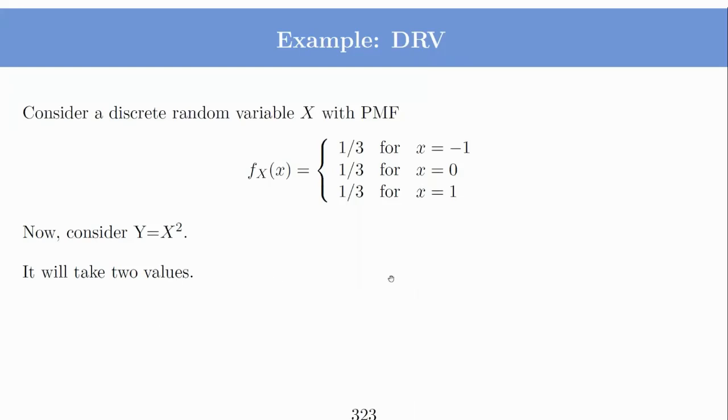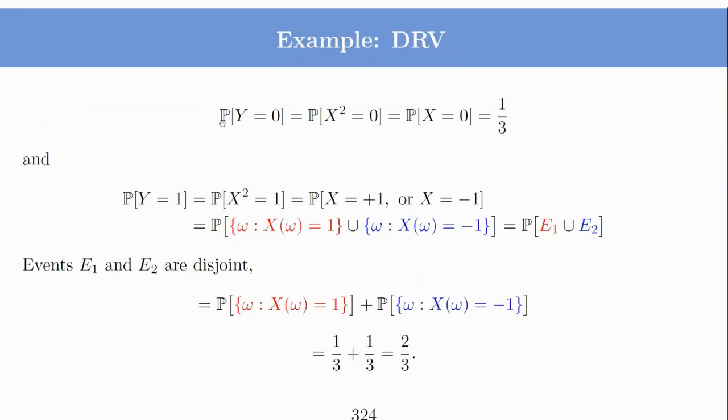Once we know the range of Y, we will calculate the probability that Y takes these values. So the probability that Y is equal to 0, remember this is a shortcut, it actually means the probability of all omega such that Y(omega) is 0. And that event, Y(omega) is 0, is the same as saying that X square (omega) is 0, because Y is X square. So what are the omegas for which X square (omega) is 0?